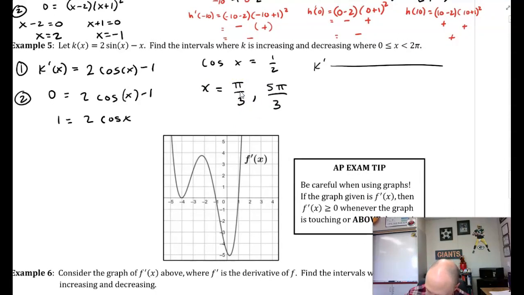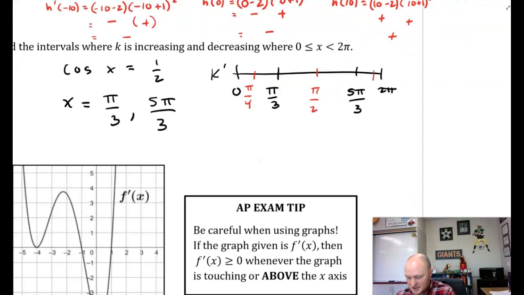Here are the critical values, k prime. I'm going to say pi thirds. This is 5 pi thirds. Here's 0, and here's 2 pi. So I have to test on these intervals. At 0, let's test before pi thirds, pi fourths. Pi fourths is always nice. Maybe at the quadrantal, a pi half. And then here, ooh, 5 pi thirds. What are we going to test there? Well, this is periodic, so I know it's going to oscillate as a wave.